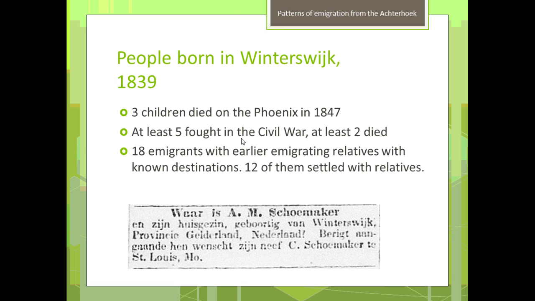But we have to remember that many of these children were early immigrants. The 1840s was just when the immigration wave was starting. So many of them were the first in their families to leave together with their parents and siblings. As an indicator of how the families usually stay together, I put in a small ad from the Nieuwsbode, which asked the whereabouts of A.M. Schoenmaker, who is the father of one of those children who were born in 1839. So they left from Winterswijk, and their nephew Schoenmaker in St. Louis, Missouri, wonders where they ended up. So I don't know if they ever were reunited or not.